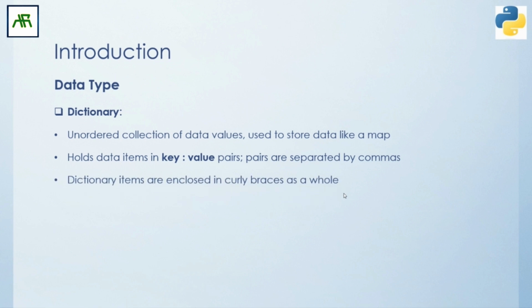Dictionary items are enclosed in curly braces as a whole. I mean, you have a key value pair, a comma, another key value pair, comma, another key value pair, and so on. All of them enclosed within curly braces. If you want to access value in the defined dictionary, you extract the value with reference to the key. I mean, show me the value of this key, show me the value of the other key. You can extract the value of a particular key to print or process or assign to some other variable, and so on.